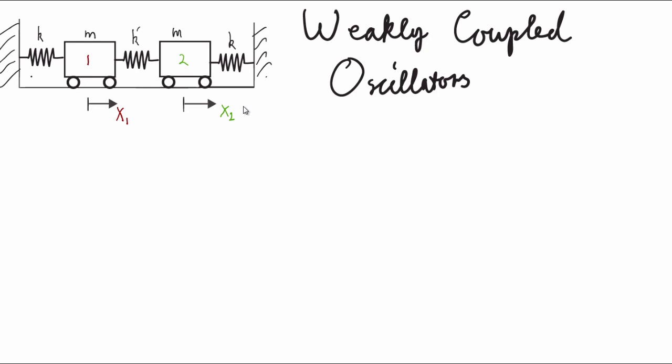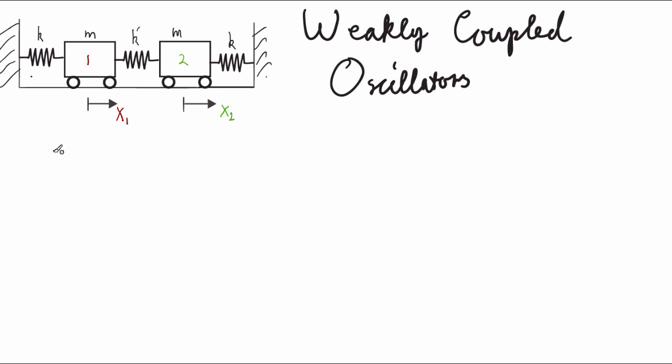Welcome to the third video in the coupled oscillator series. Again, this time we're going to study this particular system of two cards attached to each other with a spring and also individually attached to a wall by two other springs. It's our prototypical example of two coupled oscillators.